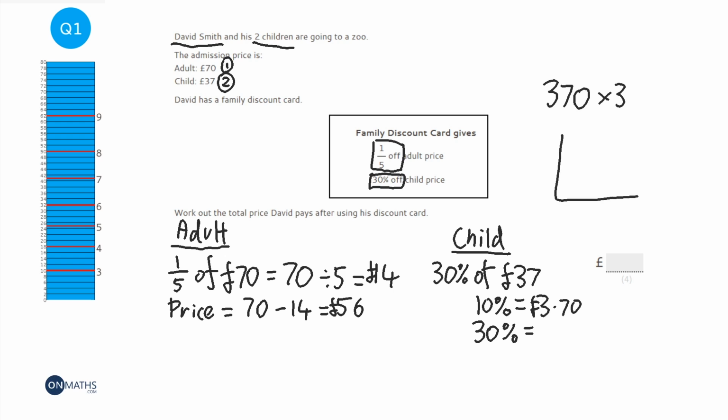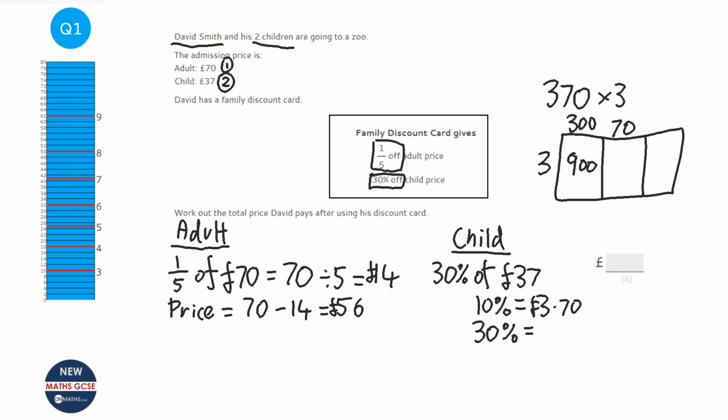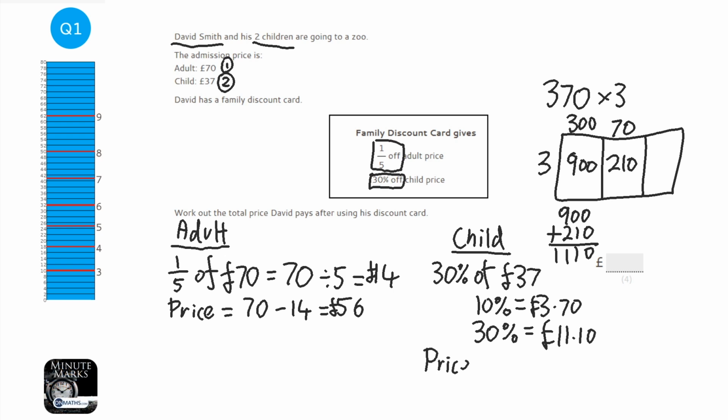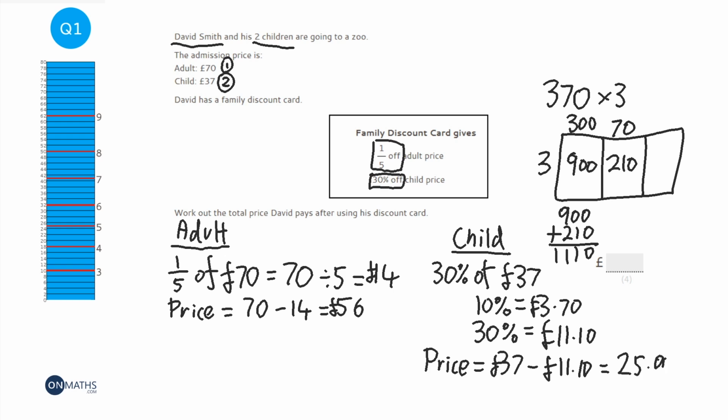So I can do a little grid. And if this is on the calculator, then obviously you just type it into the calculator. Obviously that's going to be 0, so we don't need that one. So that's 900, and that's 21 with a 0, so 210. Plus 900 is 0, 1, and then 11. So that's going to be £11.10. And so we want to work out the price. So it's going to be £37 take away £11.10. If you take away 10 is 27, take away 1 is 26, take away 10 is £25.90. Now that's for one child.